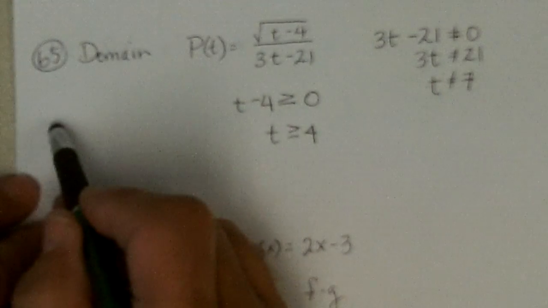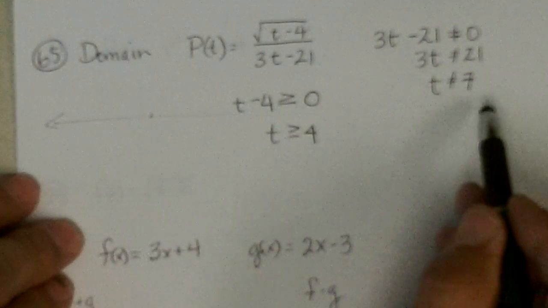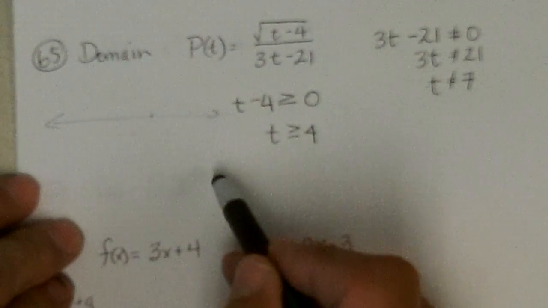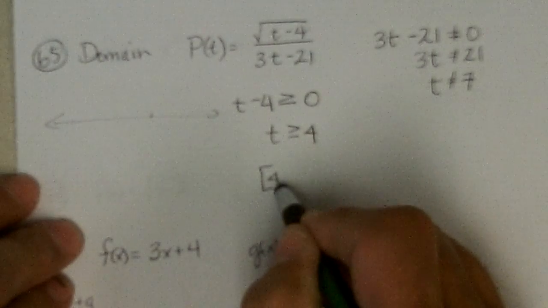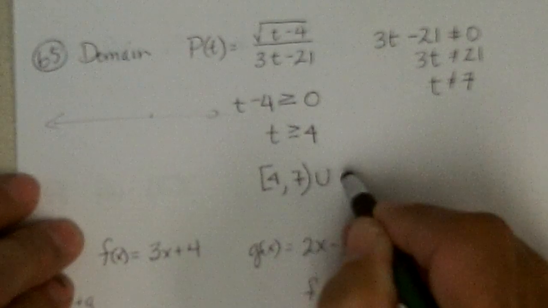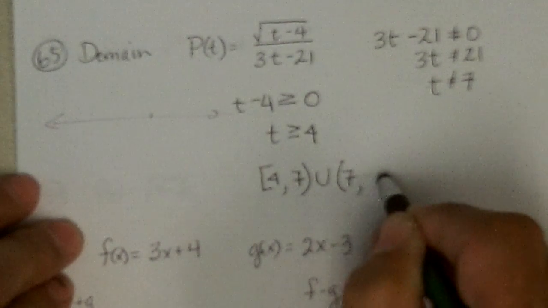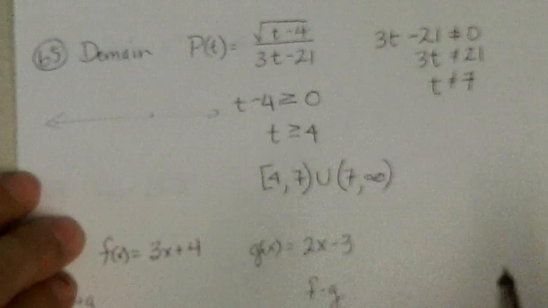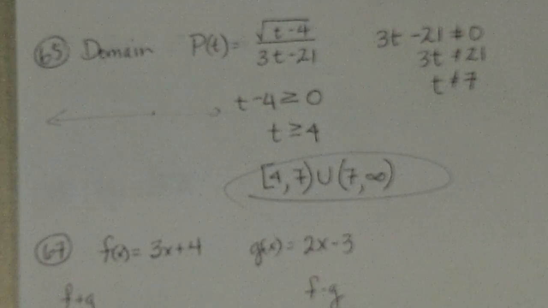So it's from 4 to infinity except skip 7, and so we have to say it goes from 4, including 4, up to 7, not including that, union above 7, so not 7, but 7 to infinity. And there's the interval notation for the answer.